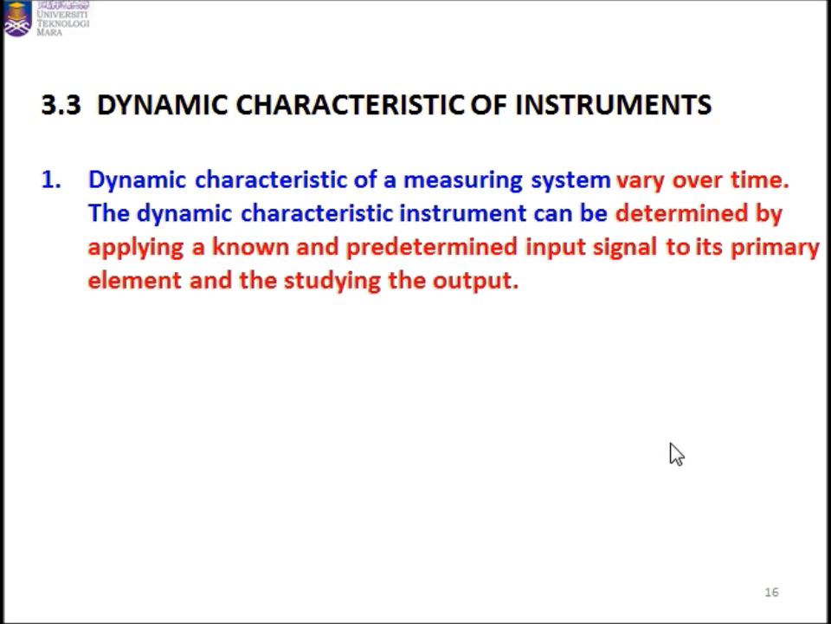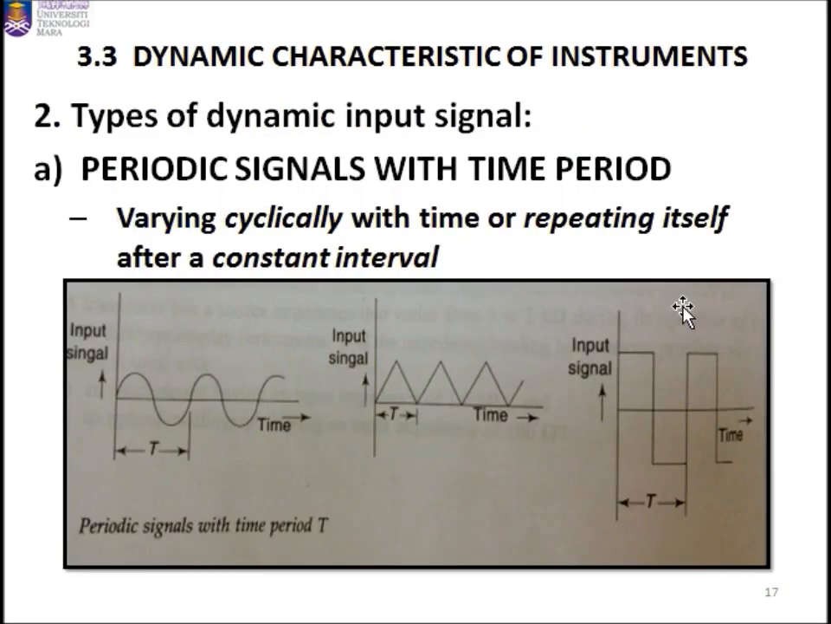Next, we move to dynamic characteristic of instrument. Just now we learned the static characteristic, and now we move to dynamic characteristic. Dynamic characteristics of a measuring system vary over time. The dynamic characteristic of an instrument can be determined by applying a known and predetermined input signal to its primary element and studying the output.